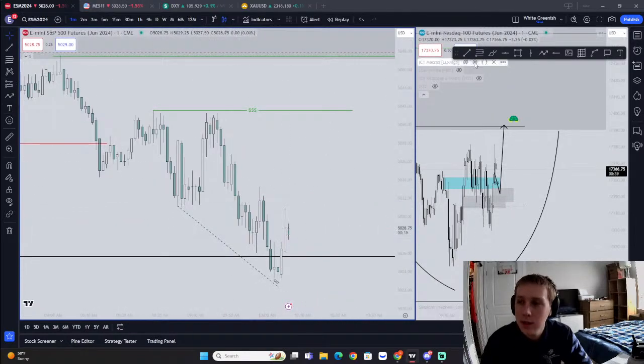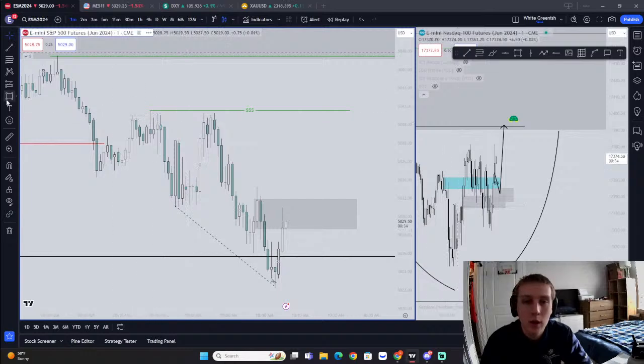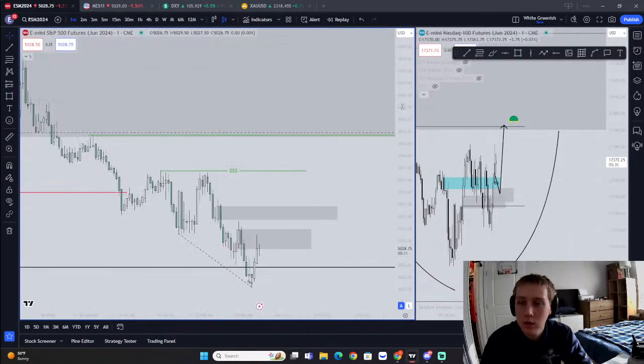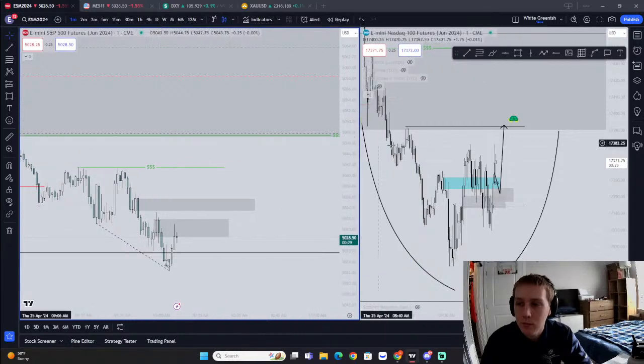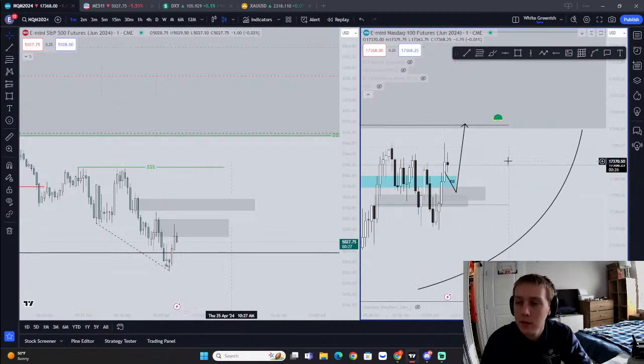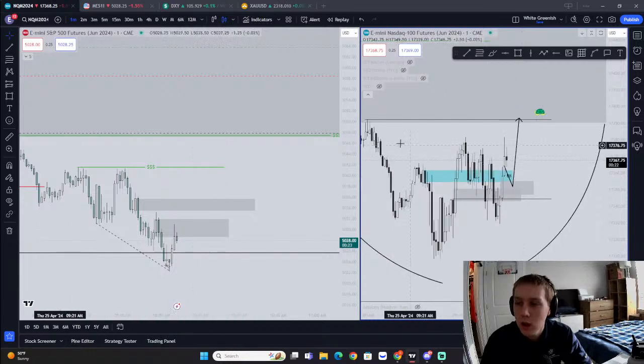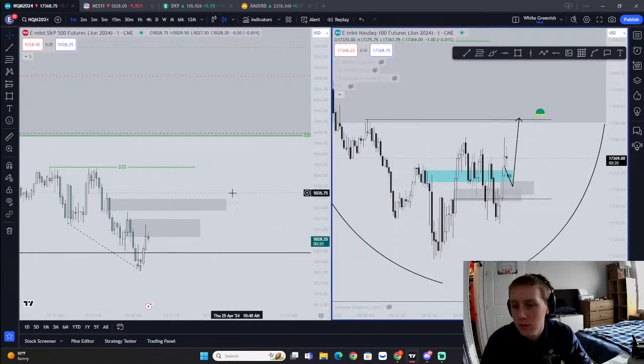Let's see this. I would like to see this become the breaker. We also have other places where we could have mitigation. Let's see what happens here. Gotta be careful though, because NQ could come up within this hourly fair value gap. I'm not gonna take anything yet, and I'm just gonna be patient.